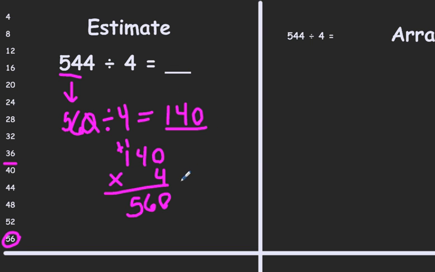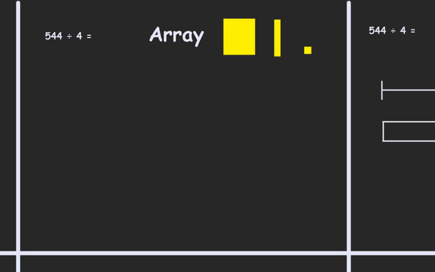So now let's go look at an array. So now with an array, I'm going to have to make 4 rows. Since my divisor is 4, my dividend again is 544. My divisor is 4. I'm going to make 4 rows. Put 4 rows to the side, and now I'm going to fill them in with these. So I'm going to start with the hundreds. I know that 5 is bigger than 4, so I can put one of these in each of these rows.